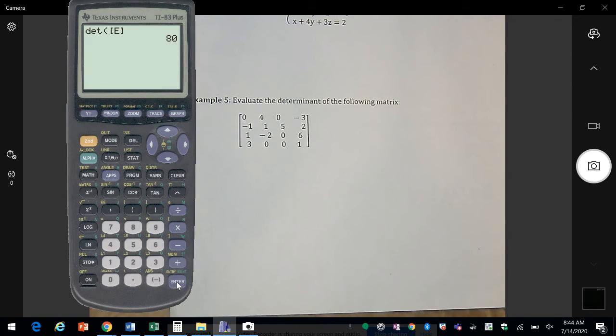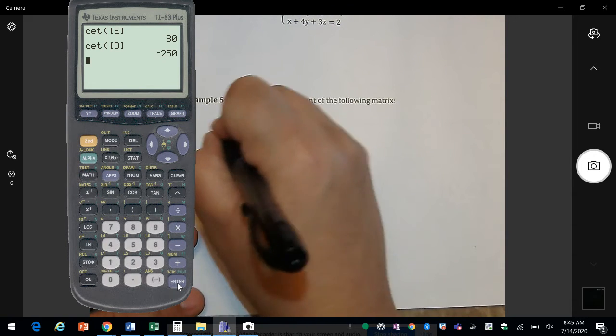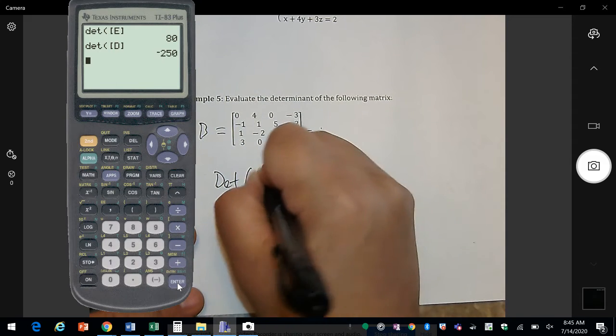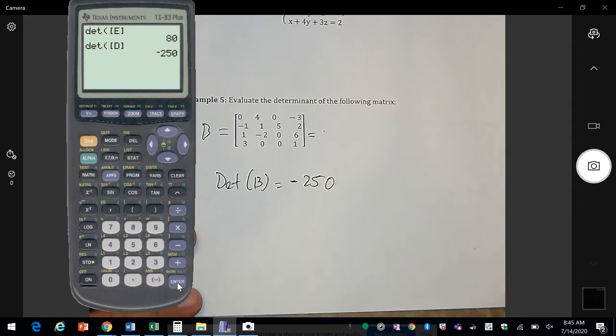And the same for this one, we would enter our information. So this is a 4x4. I think I already have it in here, but let's check. 0, 4, 0, -1, 1, 5. Yes, I already have it in here. So we're in the second quit, second matrix. Go to math, determinant, second matrix. I have it in letter D. So this would be equal to negative. Let's call this B. So the determinant of matrix B is equal to negative 250.